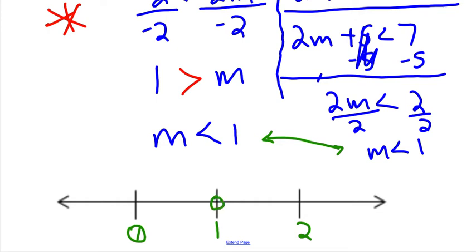And hopefully you say open circle. So that's an open circle. All the numbers less than 1 would be over here. And again, put your arrow on the end indicating that it does go on forever in that direction.